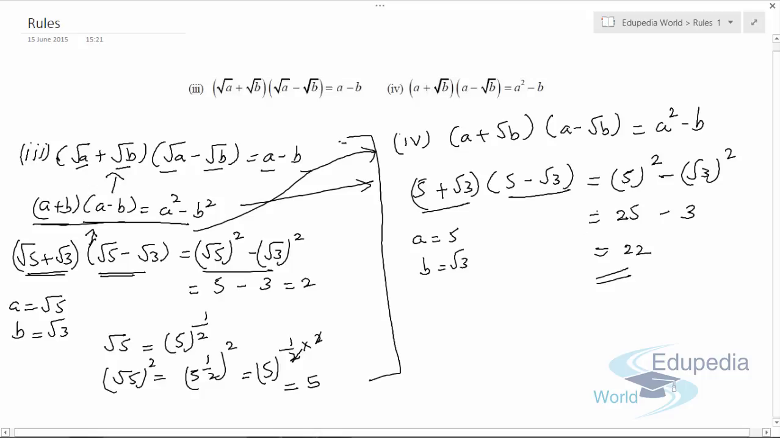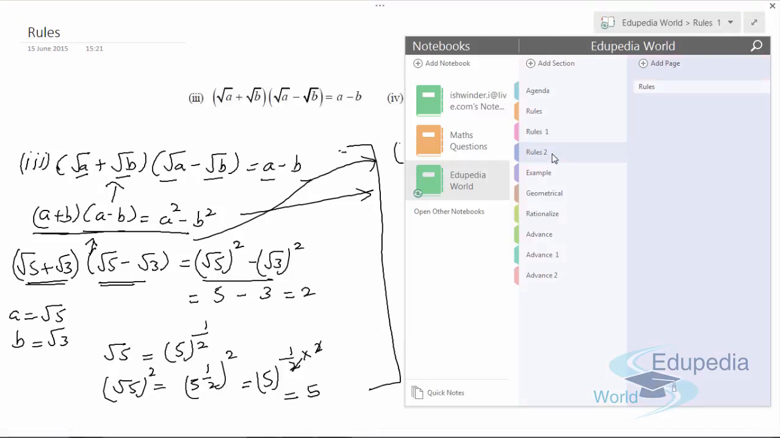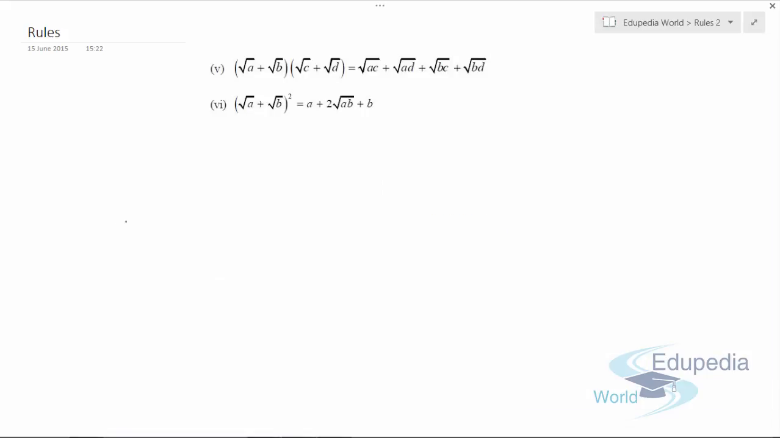So let's discuss the next rules to solve the number systems. Now the next rule is under root of a plus under root of b into under root of c plus under root of d equals under root of ac plus under root of ad plus under root of bc plus under root of bd. So let's discuss this rule.